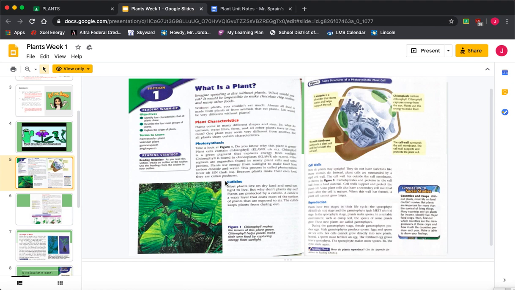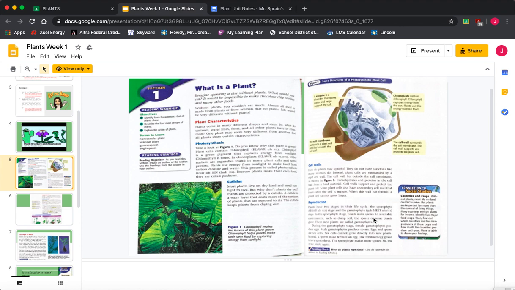Moving on from there, the next section is called cuticles. Most plants live on dry land and need sunlight to survive. But why don't plants dry out? Plants are protected by a cuticle. A cuticle is a waxy layer that coats most of the surfaces of plants that are exposed to air. The cuticle keeps plants from drying out.